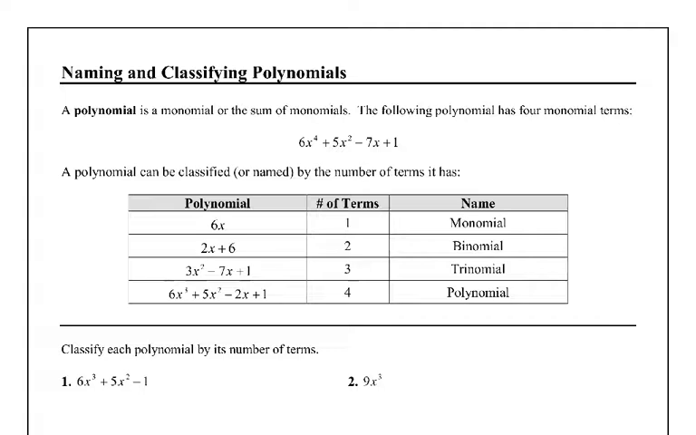So remember, a polynomial is a monomial or a sum of monomials, meaning you can have multiple monomials that make up a polynomial. If you look at this first one, 6x to the fourth plus 5x squared minus 7x plus 1, that is a polynomial. Each one of these is a monomial. 6x to the fourth is a monomial. 5x squared, that's another monomial. Negative 7x, that's a monomial, and then plus 1, that's a monomial in itself. So this polynomial is made up of 4 monomials.